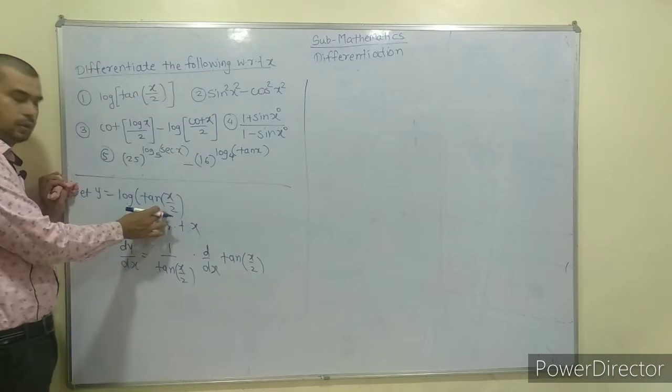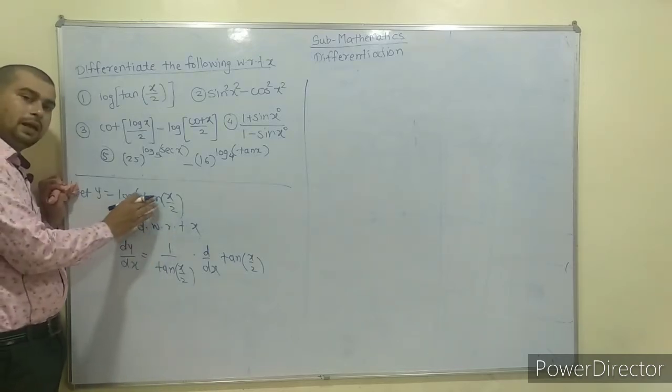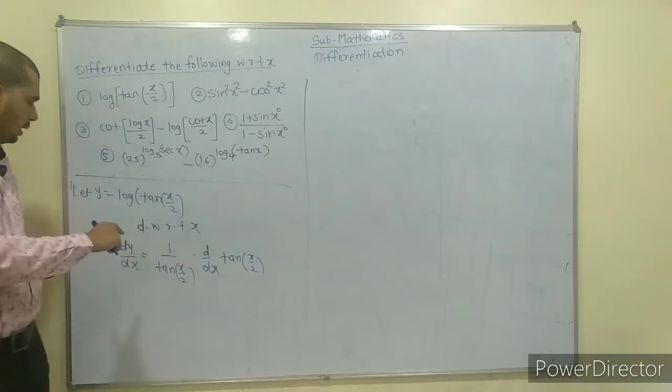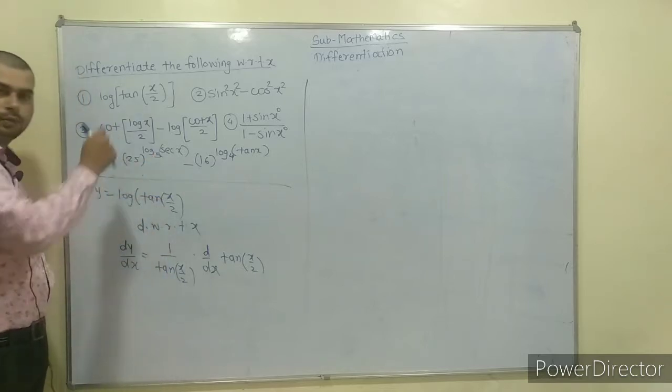जर इथे x असेल फक्त log x असेल तर फॉर्म्युला काय? 1 upon x. परंतु x च्या जागी काय? tan of x by 2 म्हणजे log of tan of x by 2. म्हणून मी तो फॉर्म्युला वापरणार 1 upon tan x by 2 into derivative of tan x by 2.